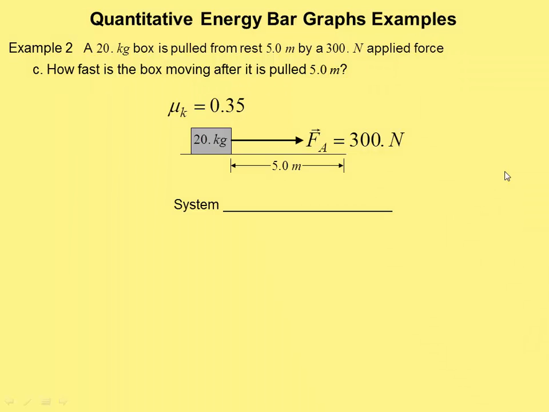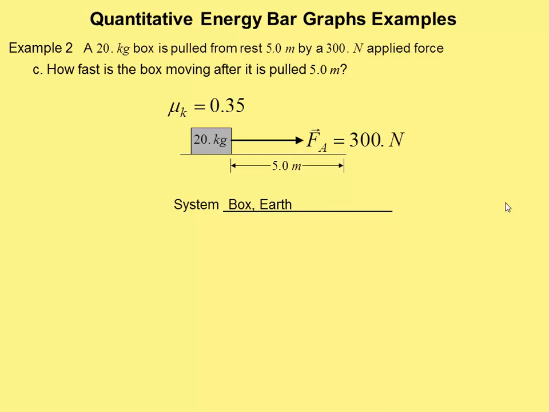Now let's approach this with an energy outlook and see how fast the box is moving after it's pulled 5 meters. By the way, we could do this problem by using the force diagram to figure out a Newton's second law equation, figure out the acceleration, and then use a kinematic equation to determine the velocity of the box after it's pulled the 5 meters. Since the forces are constant, the acceleration would be uniform. But we're going to approach this from an energy standpoint because we're in the energy unit.